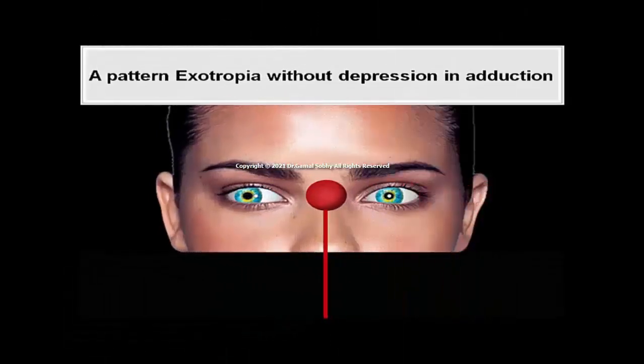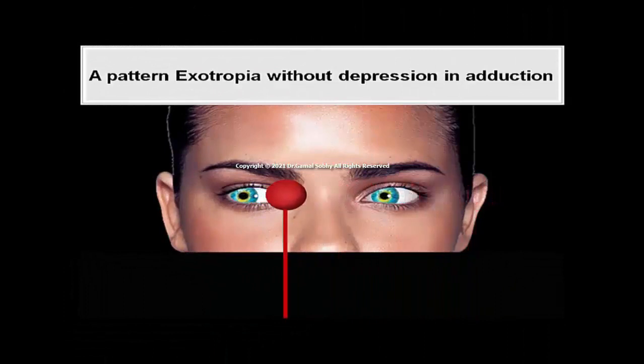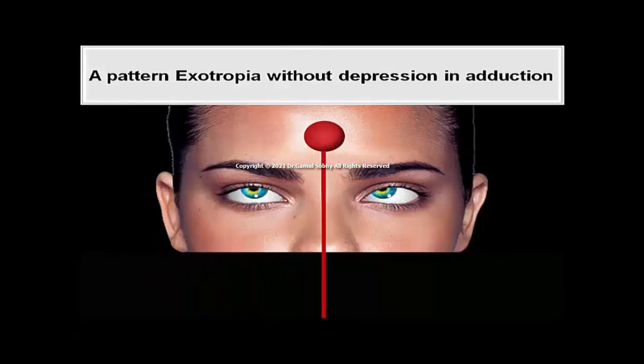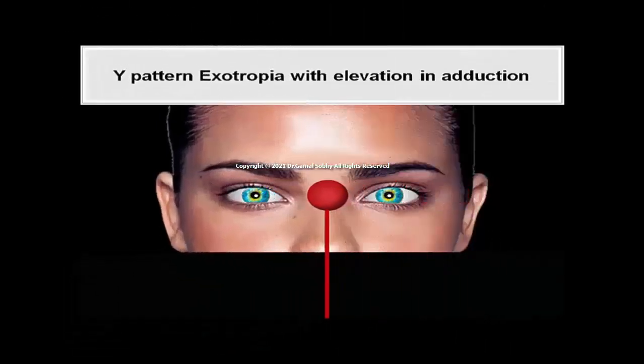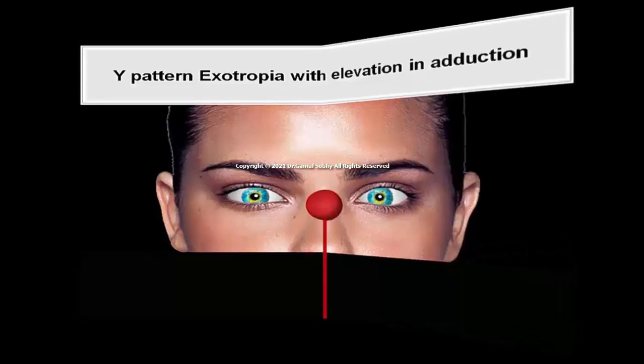In A pattern exotropia without depression in adduction, a horizontal surgery with upward transposition of the medial rectus muscle and downward transposition of the lateral rectus muscle must be performed. In Y pattern exotropia with elevation in adduction, a bilateral weakening of the inferior oblique muscles will close the Y pattern in upward gaze and must be combined with an operation on the horizontal rectus muscles to correct the exotropia.